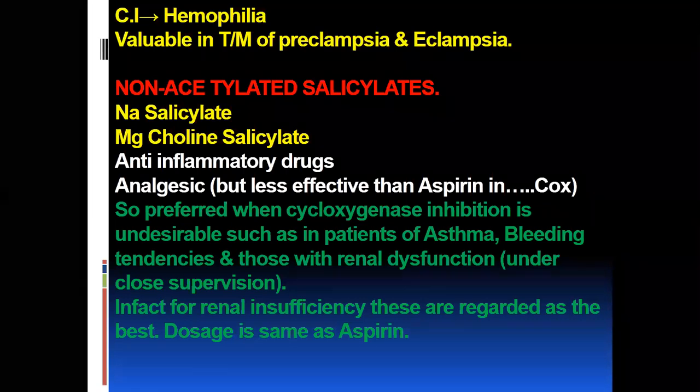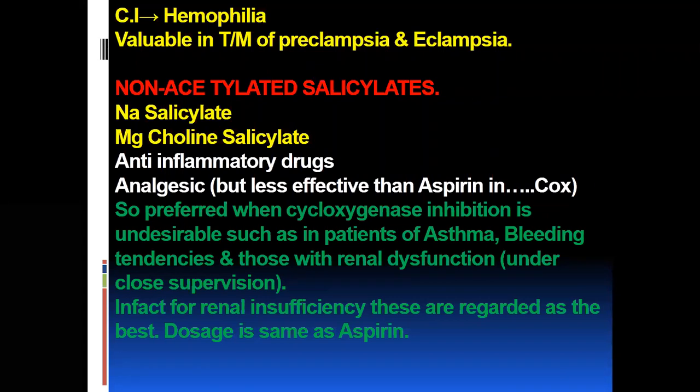Fewer allergic reactions occur than with aspirin, so these are preferred in the cases of asthma and bleeding tendencies, because leukotriene pathways will become less active, and that pathway was responsible for causing asthma, allergic reactions, etc.